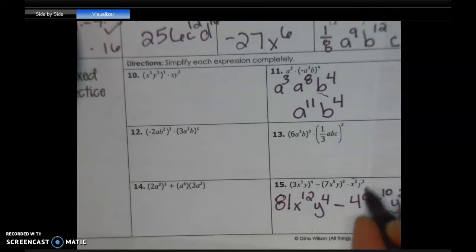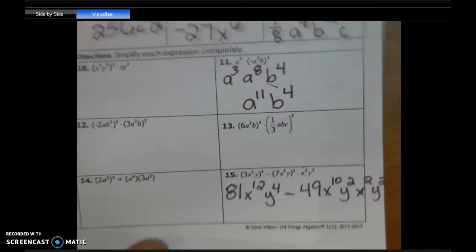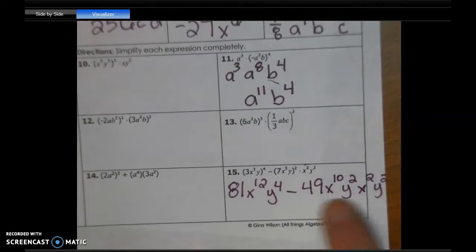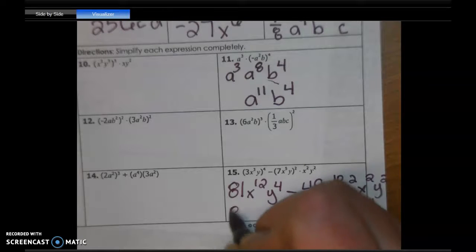We can just bring this piece down because nothing's happening but multiplication. X2, y2. Oopsie, I ran out of paper. So there's multiplication happening here. So I got to combine these x's. 49, x to the 12, y to the 4. Write this all down again.